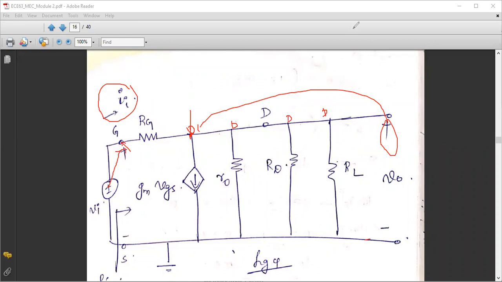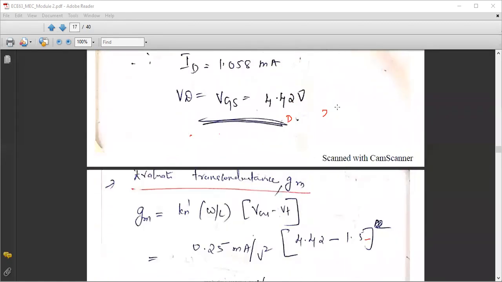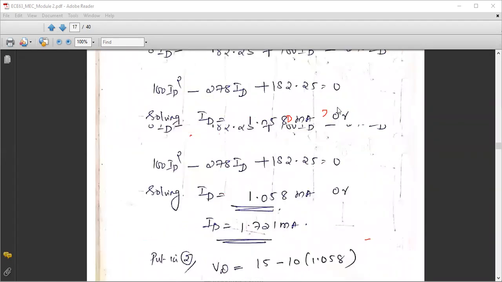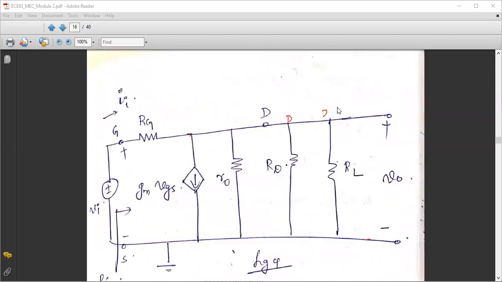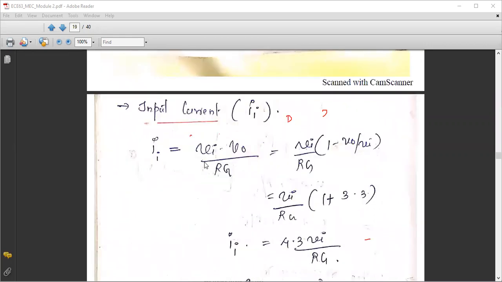So based upon this discussion, we can write the equation for Ia. Tell me, what will be the equation for Ia? Current is voltage divided by resistance. Now you tell me the equation for Ii. Soumya, what is the equation for Ia? Vi minus V naught by Rg. Very good. Ia is Vi minus V naught divided by Rg. So you can write this equation.